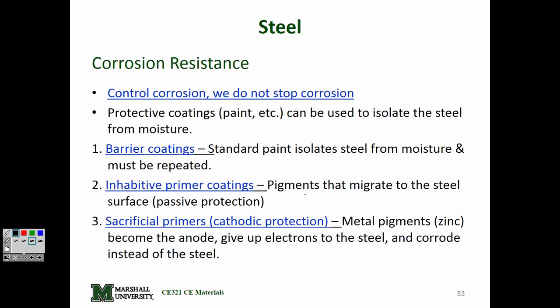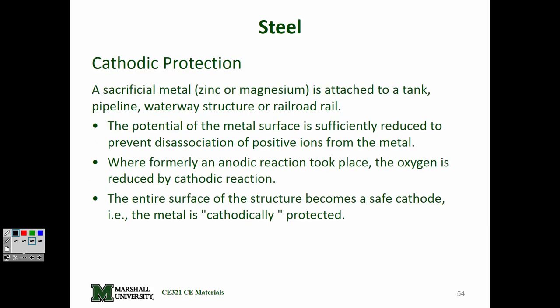All kinds of different coatings you can put on, sacrificial primers. You can put on sacrificial metal. You can actually attach a piece of metal to your steel that corrodes faster than steel does. So the corrosion will occur there.